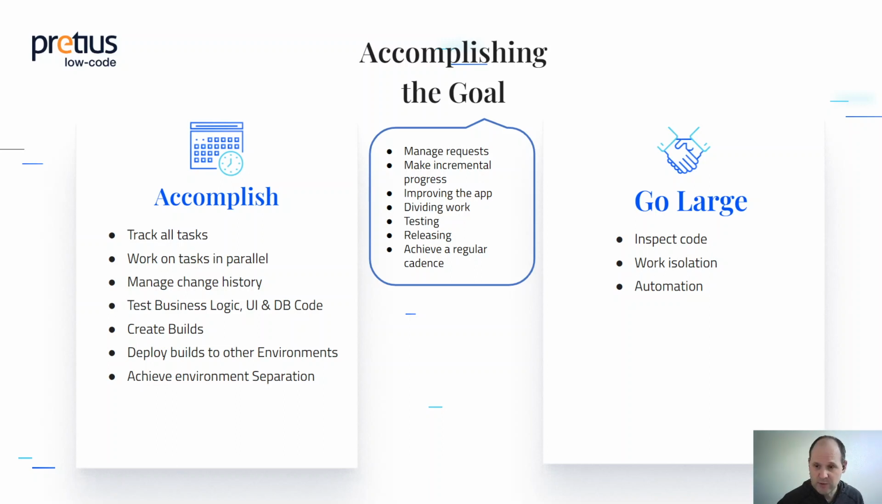Okay, and we can go large from that. So some bonus features we can do is we can inspect code. Now we can use tools to inspect that code for us and suggest things to us. We can work in isolation of all other features, knowing that whatever we do on our environment does not affect anyone else's features. And then we can automate some of those scripts that I told you about earlier to take that manual work off our hands.